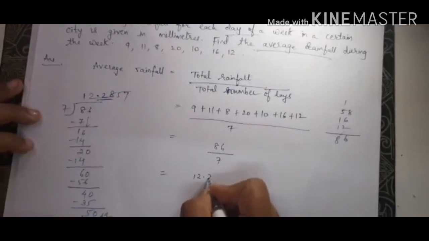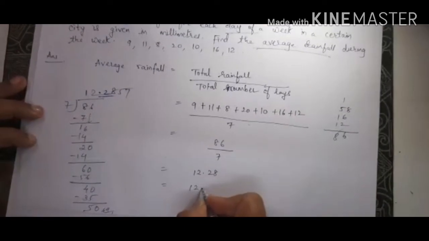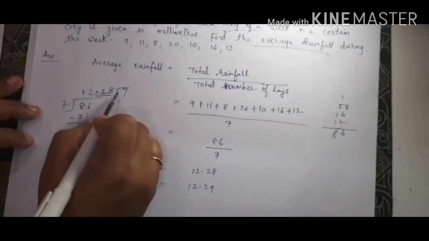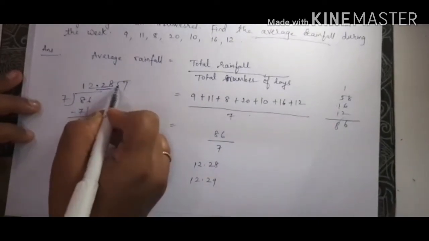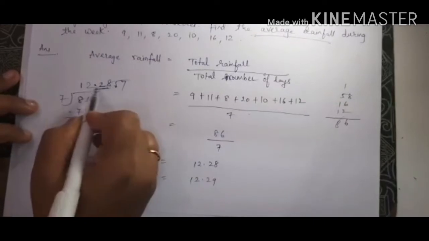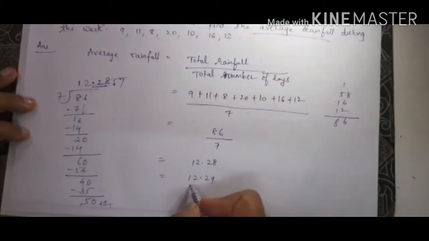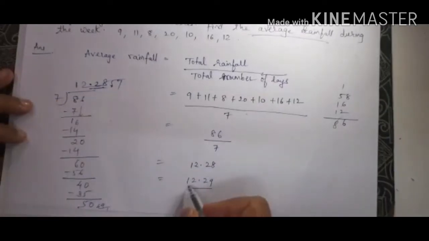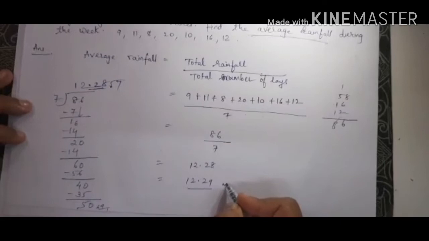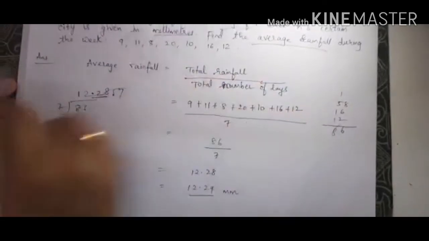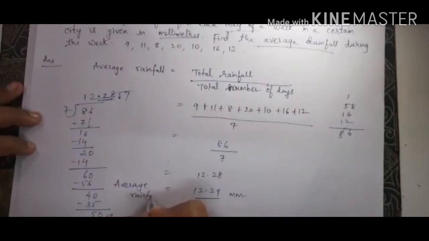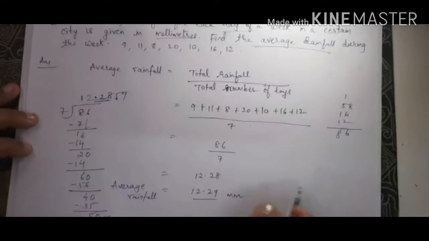So it is 12.28. We can write this as 12.29, because this third digit after the point is 5 or greater than 5, so you can take the second digit as 9, means 1 greater. We can also write it like this, 12.28. Two digits after the point are enough. Rainfall is in millimeter. So how much did we get as average rainfall? 12.29 millimeters. So let us move to the second sum.